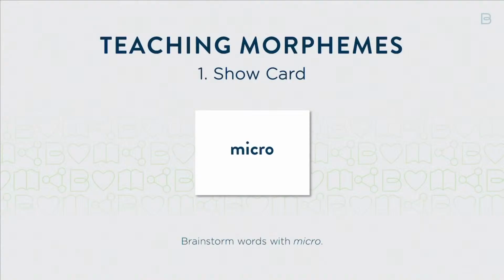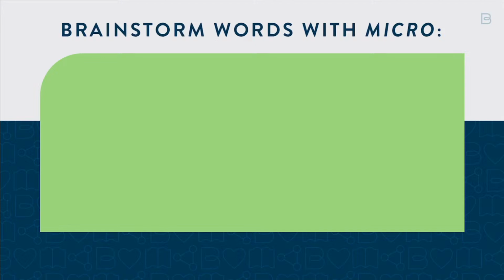Now, I'd like to give you a brief overview with a sample root, and how we usually teach roots here at Brainspring. The first thing I would do is to show the root. So I'm going to write the root, in this example, the root micro, on a card, and I'm going to show it to the students, and then I'm going to ask them to brainstorm words for this root.